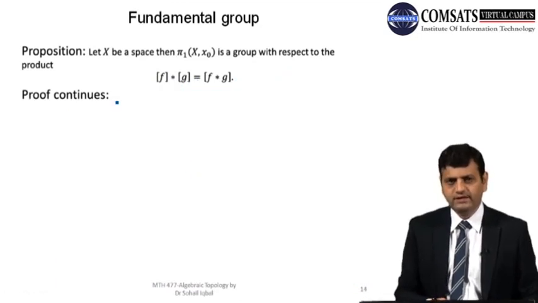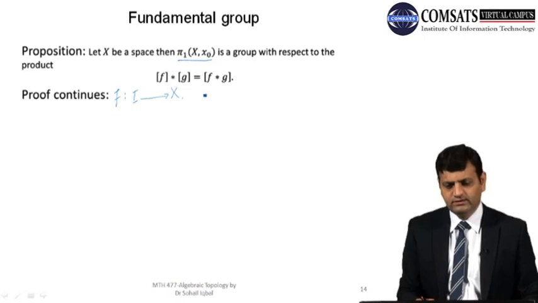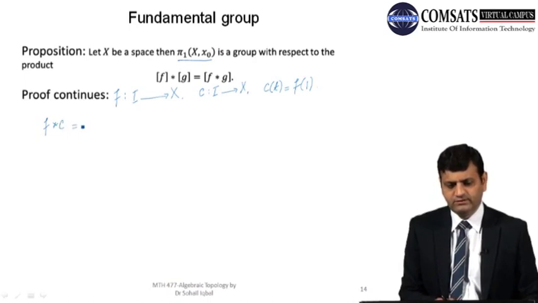Now let's try to find the identity of this set under this operation of star. So let f be a loop, which is a continuous function at x0. So consider this constant function c from I to X such that c of t is always equal to f of 1. Now consider f star c. So what is this f star c?